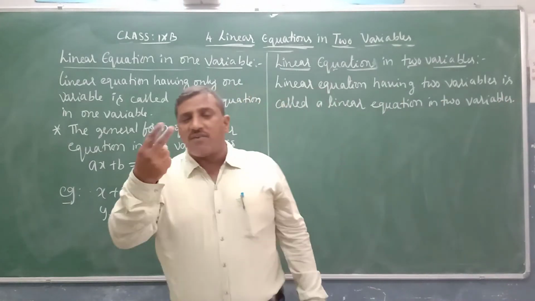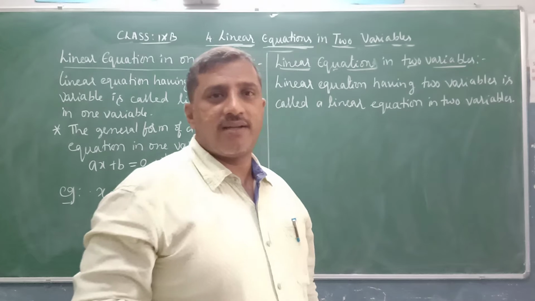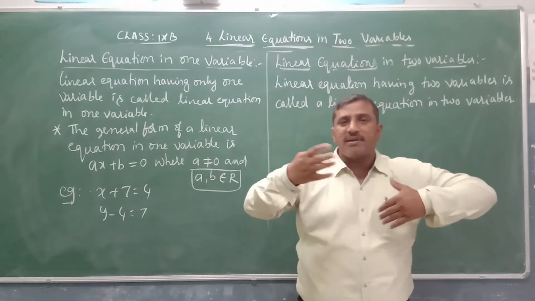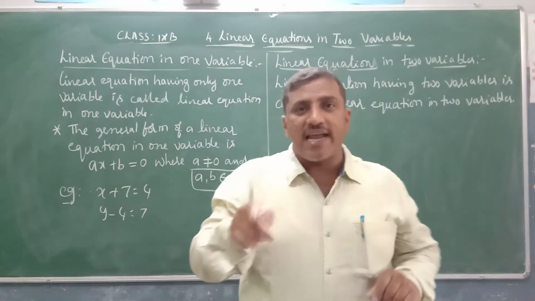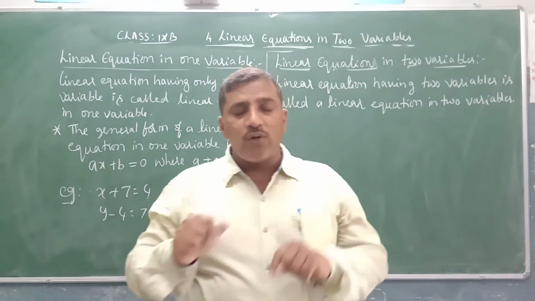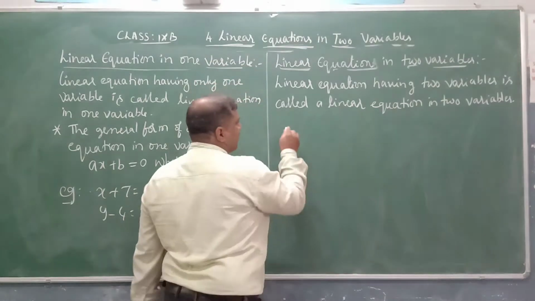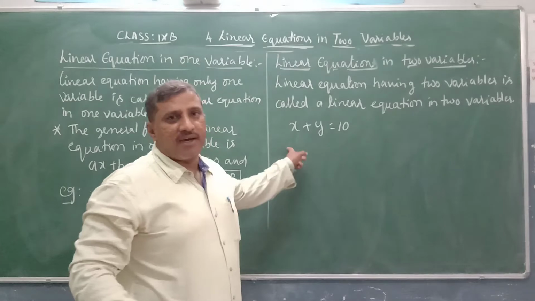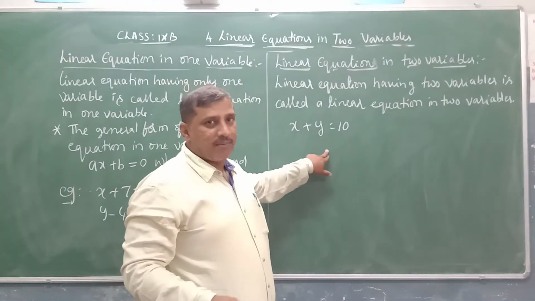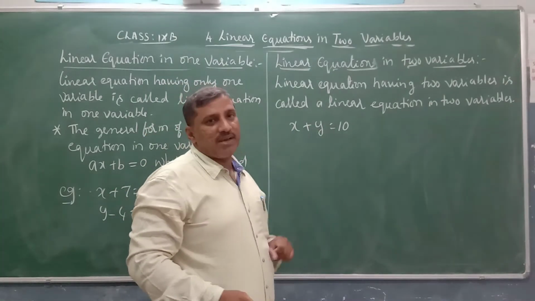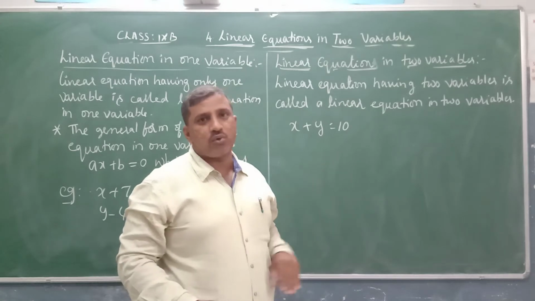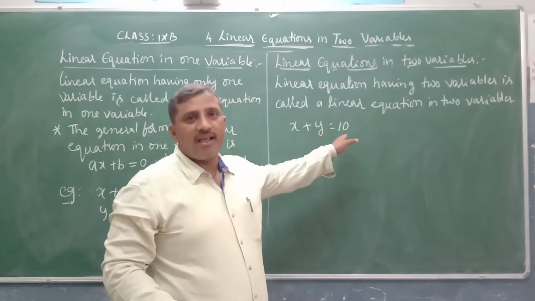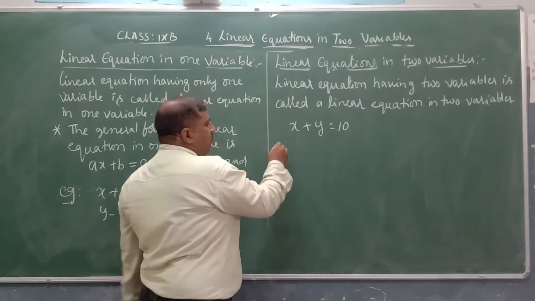For example, the sum of two numbers is 10. If you want to express this statement in algebraic form, let the two numbers be x and y. Then the sum is x plus y is equal to 10. x is one number, y is the other number, both unknown. Here we have two different variables, x and y. So x plus y is equal to 10 is a linear equation in two variables.